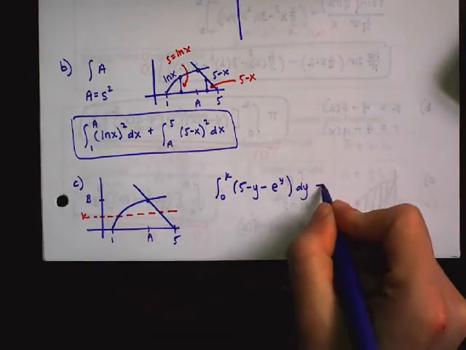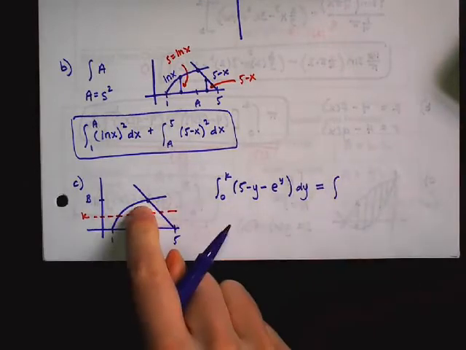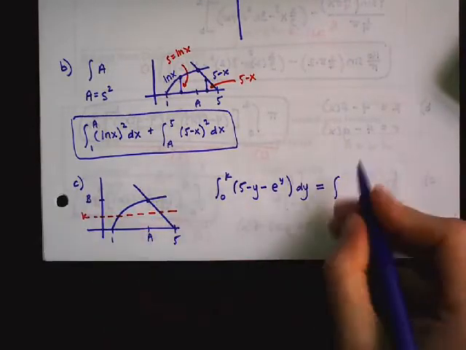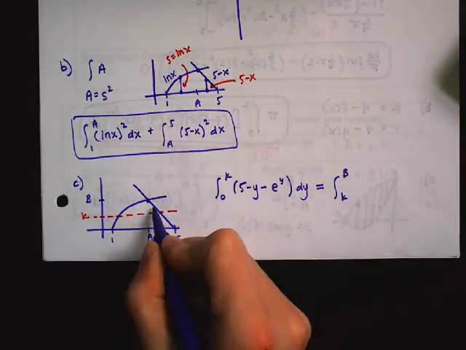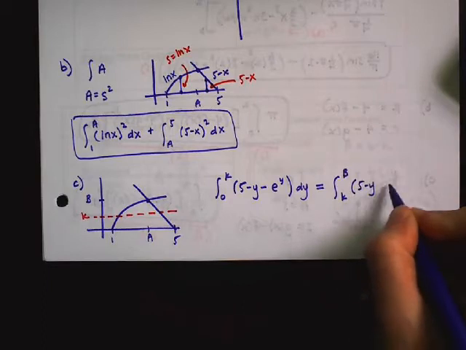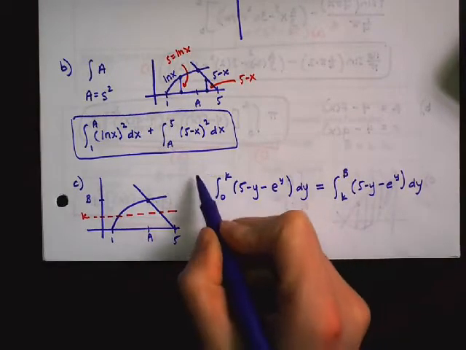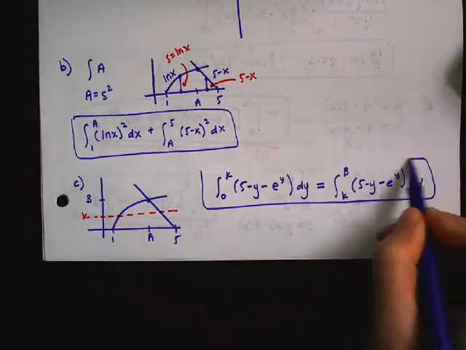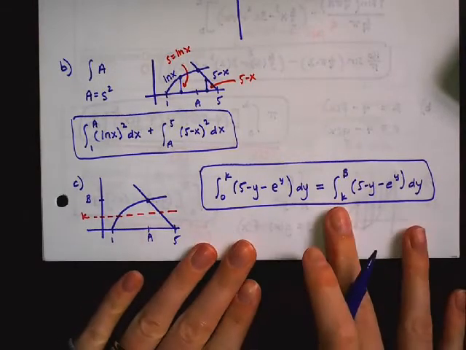And this needs to be equal to the area of this piece. So I'm going to go from k until b of top minus bottom. And this is my integral expression. They didn't ask us to solve for k, they just asked us to write an integral expression that would allow us to solve for k. So there's my integral expression.